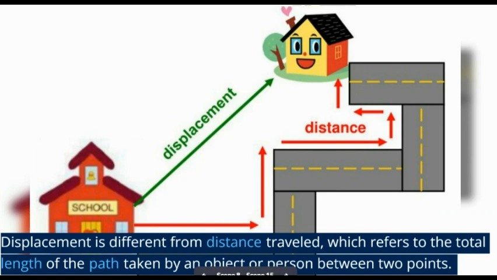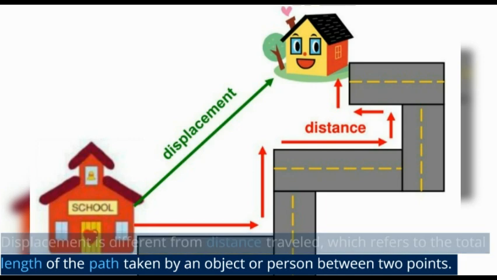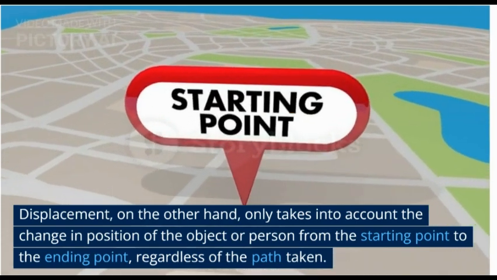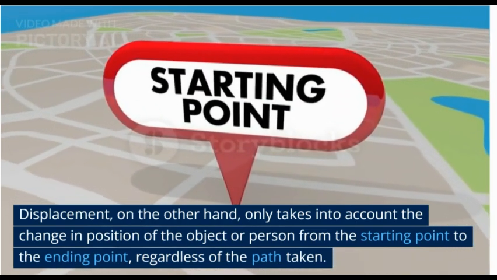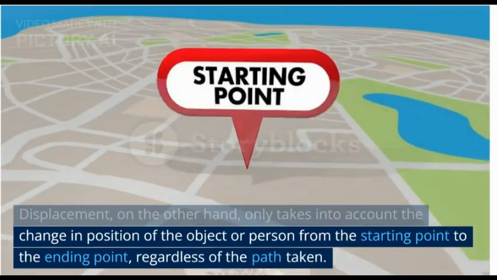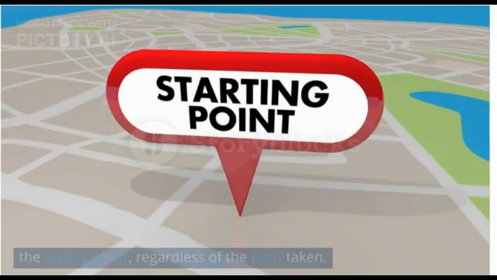Displacement is different from distance traveled, which refers to the total length of the path taken by an object or person between 2 points. Displacement, on the other hand, only takes into account the change in position of the object or person from the starting point to the ending point, regardless of the path taken.